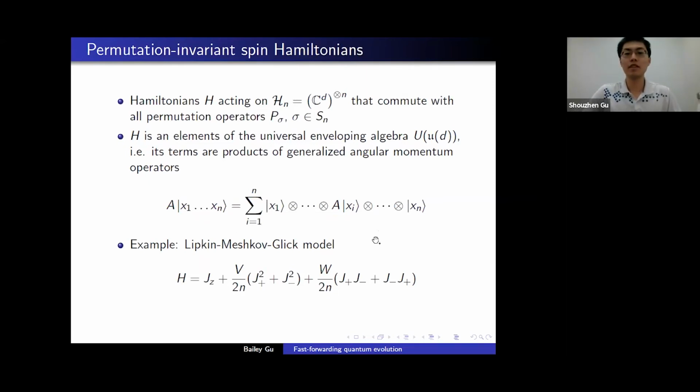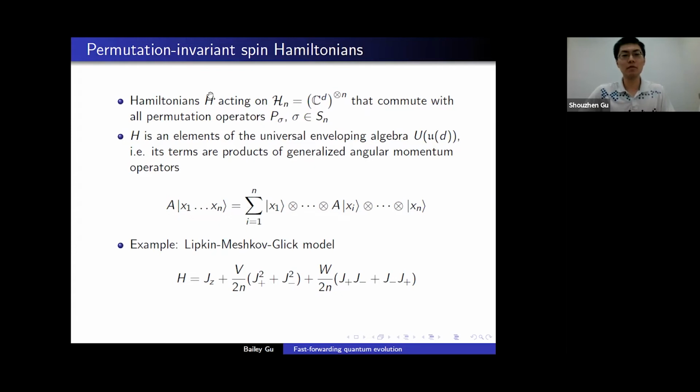So we're talking about the permutation-invariant Hamiltonians. One characterization of the permutation-invariant Hamiltonians is that it's an element of the universal enveloping algebra, which means that the terms of H are going to be products of generalized angular momentum operators. And what I mean here is that it's going to be the sum of just A acting on each component separately. So you can see these things are permutation invariant.